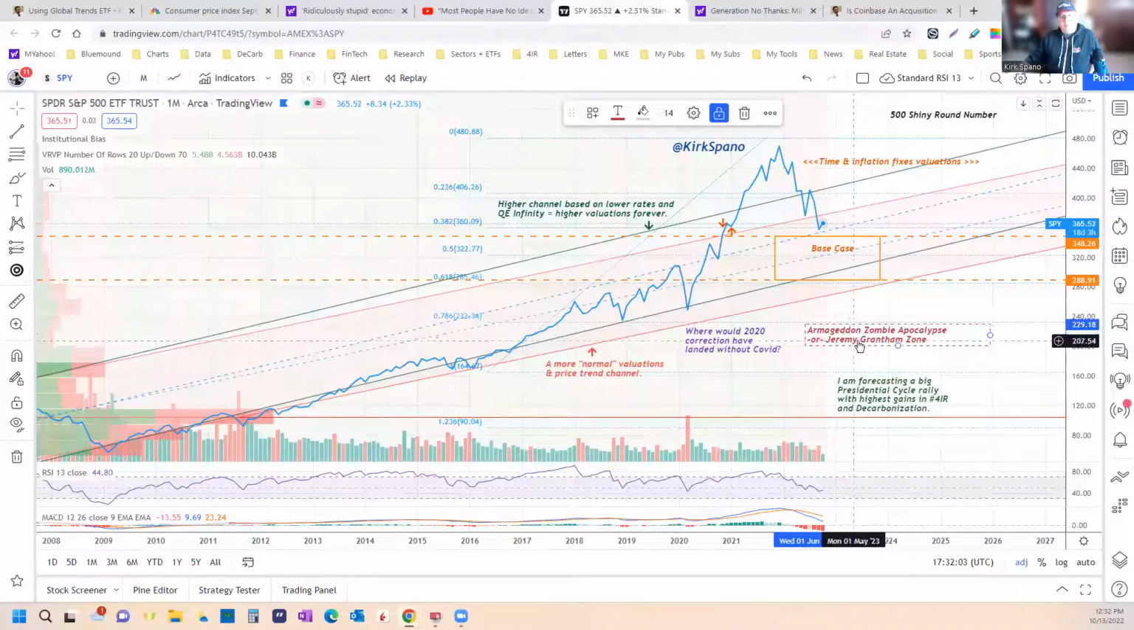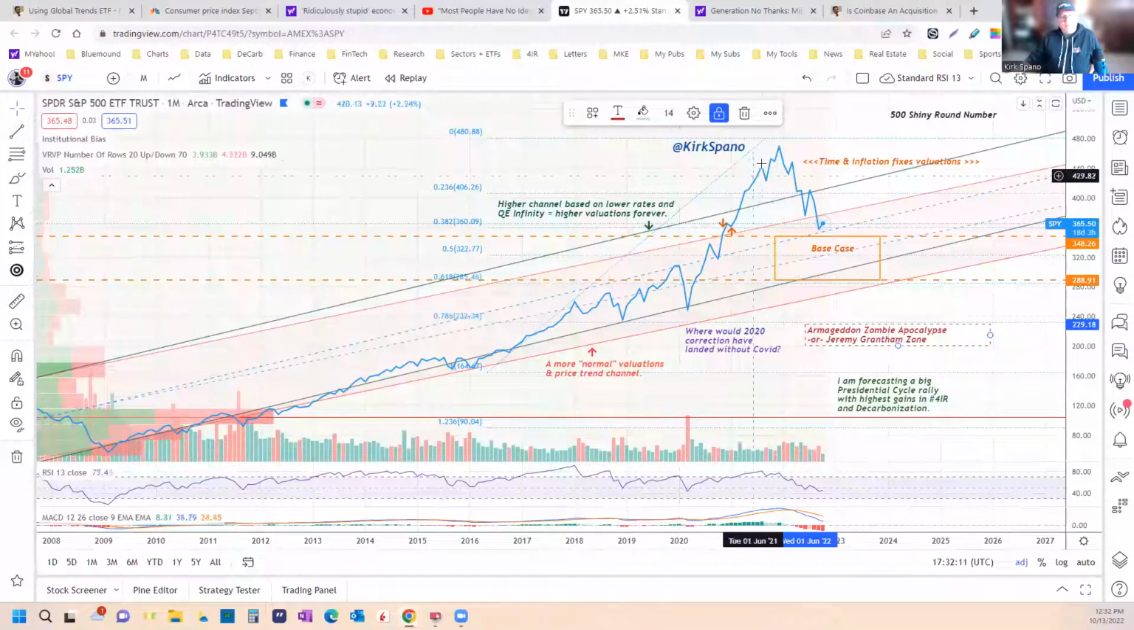100% invested if we get down here. But I think you want to be mostly invested already here. This really wipes out all the excesses from post-COVID.